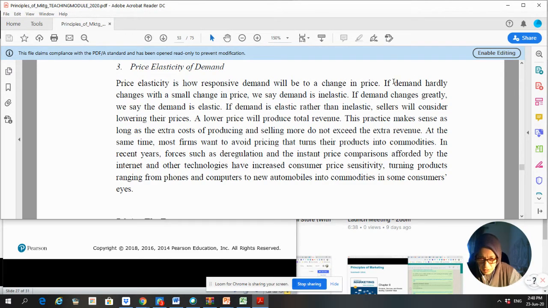And then if inelastic, the price moves higher, but it doesn't affect the demand aggressively. Okay. So this is inelastic.